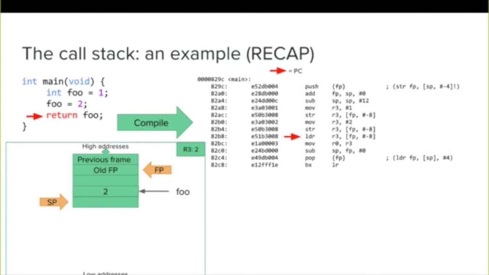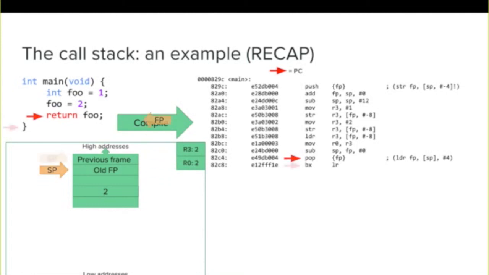Finally, we're going to return. In the ARM calling convention, the way that we return a value is we put it in R0. And when we return from our function, whoever is calling us looks at R0, and that's our return value. So in order to do that, we have to first take it out of the stack. So we load from the stack, FP minus 8, into R3. R3 gets 2. We move R3 into R0 to set up for our return. Finally, we subtract FP, 0 into SP. So SP becomes FP, so we're basically deallocating the space we allocated.